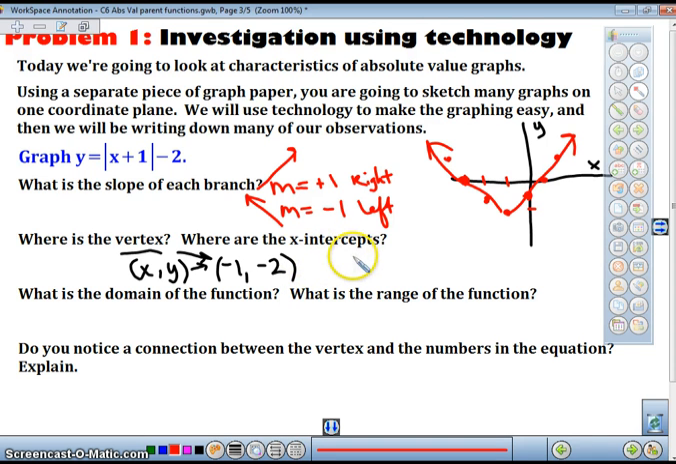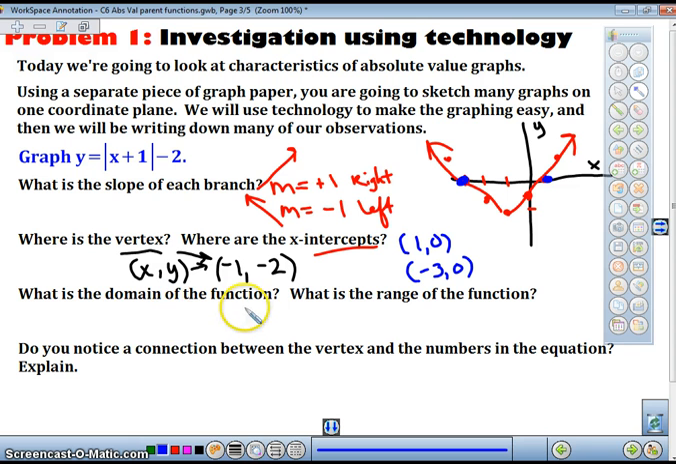As you look at this graph, can you tell me what the x-intercepts are? Remember, the x-intercept is simply where it crosses the x-axis. Well, we have 2 of them. One of them is going to be, if we go over 1 to the right, 0. The other one is going to be at -1, -2, -3, 0.